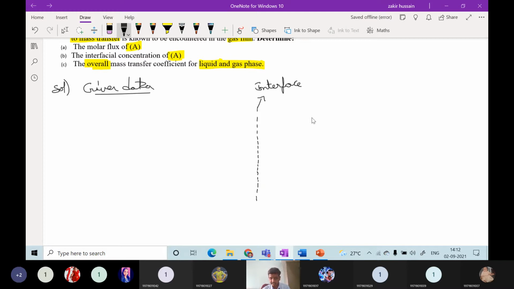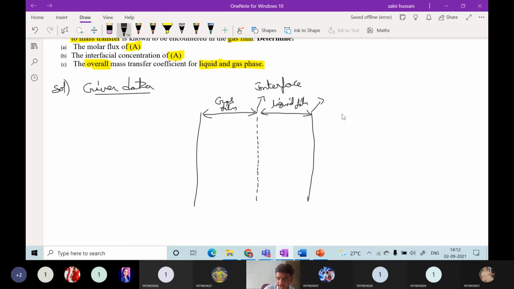And here it is the liquid phase. Previously it was the liquid phase. This is the liquid film. Then this is the gas film. This is the bulk of the gas and this is the bulk of the liquid. We need not draw that one. Why? Because throughout, this profile is the same.